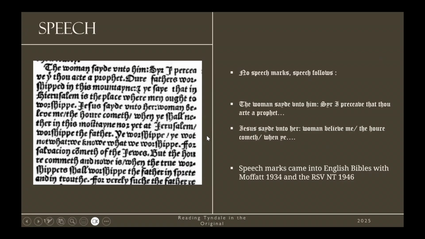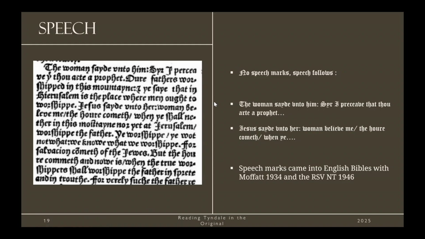I looked through my old Bibles and I've got a Moffat 1934 New Testament with speech marks in, which is the oldest one I could find. And in terms of very commonly used ones, the Revised Standard Version New Testament, 1946, was the first major translation to have speech marks in speech. So if you imagine that really for 450 years, this is how we read speech in Bibles.